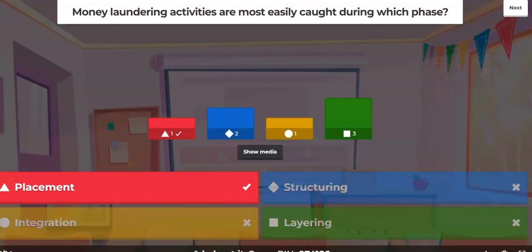Okay, yeah, it's placement. That's when they can most easily catch it, because they're trying to integrate illegally gotten money into the system. That's where they usually show up. Remember that structuring is not one of the three phases of money laundering. That's adding deposits in smaller amounts to look like they're trying to avoid the currency transaction report.